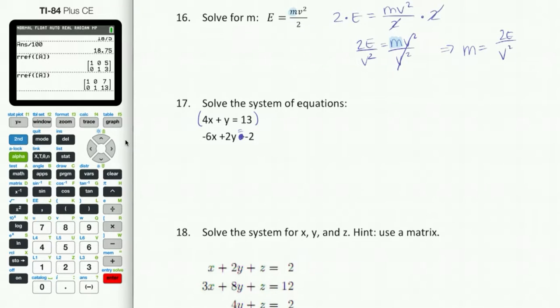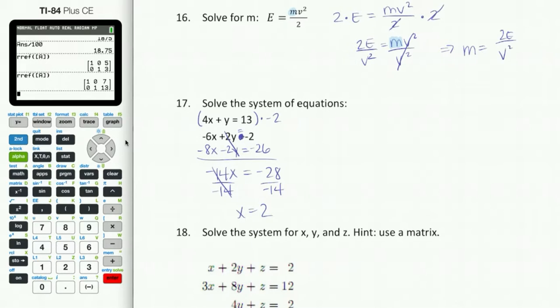So if we do elimination, I'm going to try and get out the y's, eliminate the y's. So I'm going to multiply by -2. So when I do that, our new equation is going to say -8x minus 2y equals -26. So when I do that, our y's are going to cancel out, and we're going to have -14x equals -28. Divide by -14 on both sides, and x equals 2.